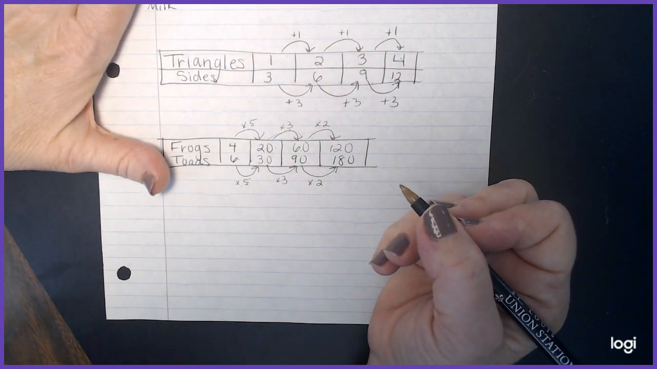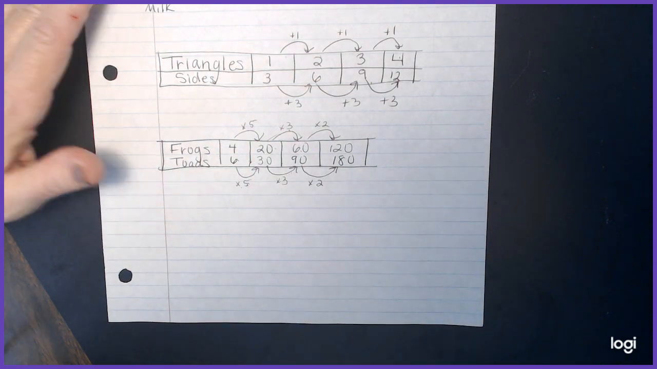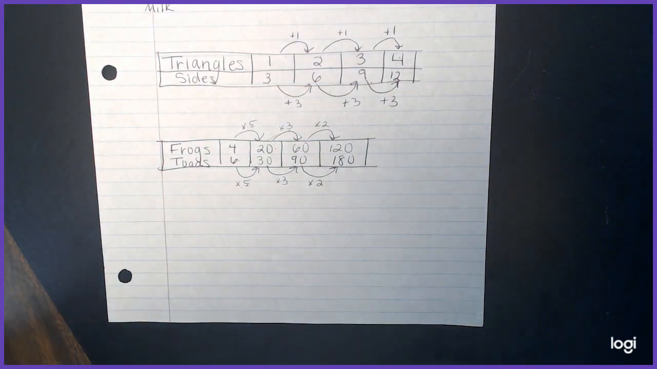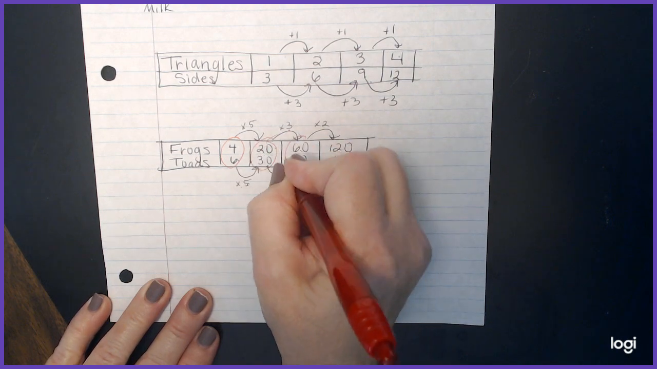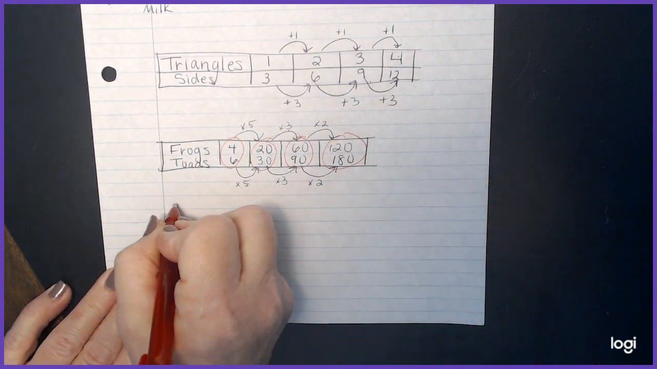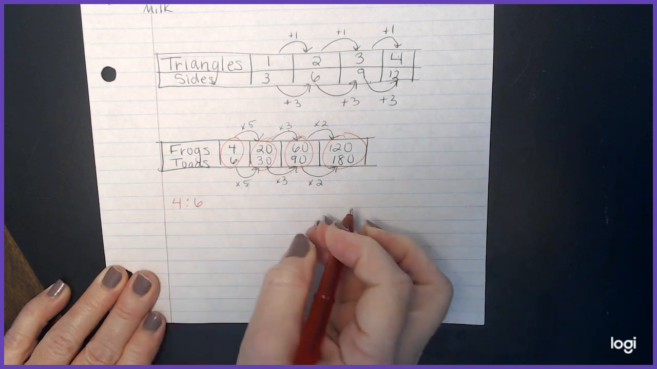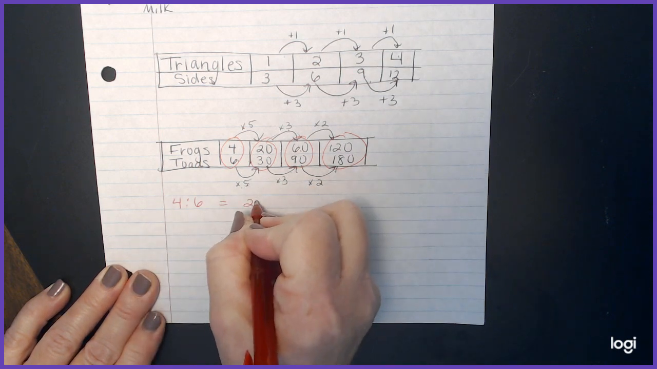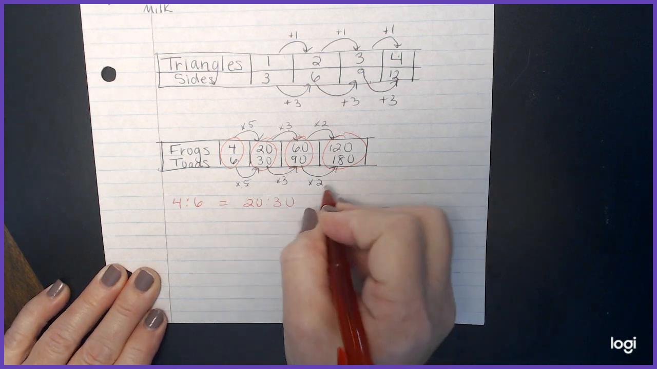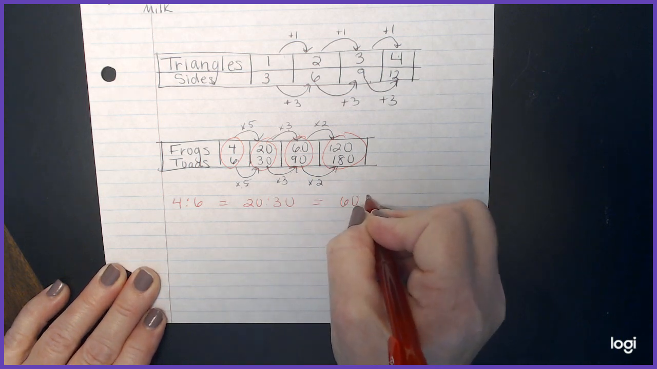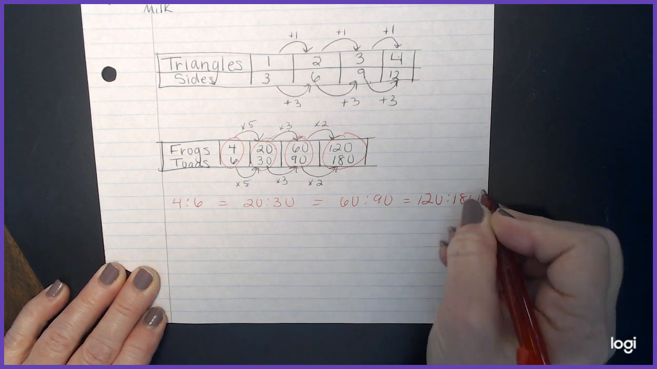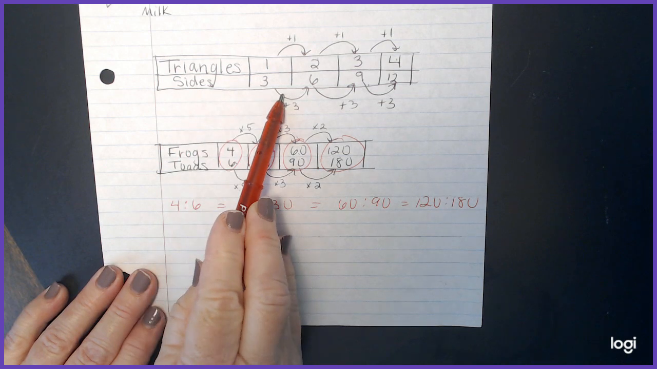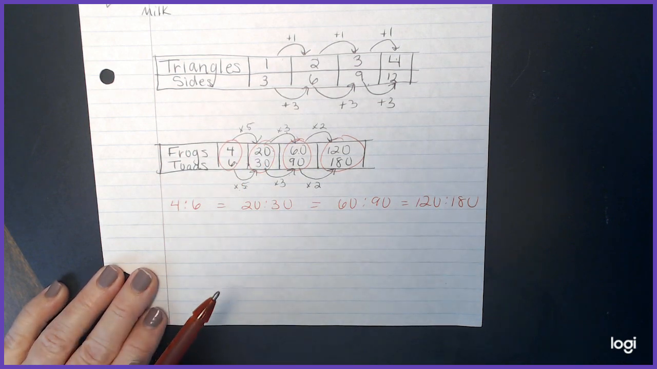Now, once again, you will notice we made all these ratios. These are all ratios that you see in each spot. So for example, this is a ratio right here. This is a ratio. These are all ratios. And I could actually say that the ratio of 4 to 6 is equivalent to 20 to 30, which is equivalent to 60 to 90, which is equivalent to 120 to 180. And I could say the same thing about all the ratios up here with the triangles and sides.